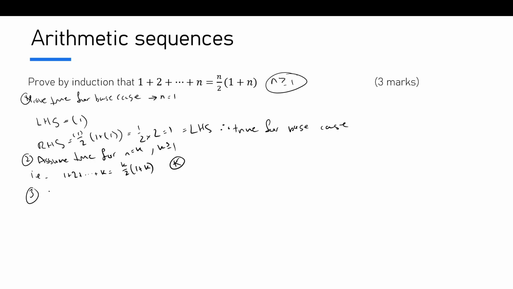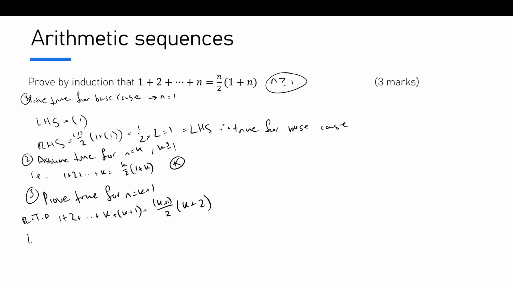So now our third step is to prove true for n is equal to k plus 1. So we're going to write required to prove, and then we're going to substitute in k plus 1. So we have required to prove 1 plus 2 plus up to k plus 1 is equal to (k plus 1) over 2 times (k plus 2). And then I'm just going to quickly do k plus 2 and simplify everything.